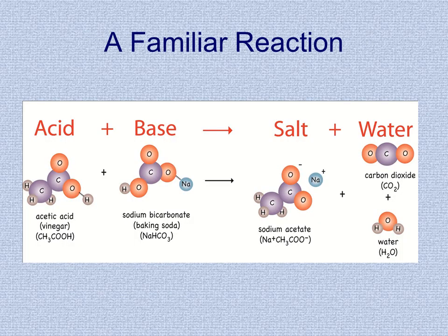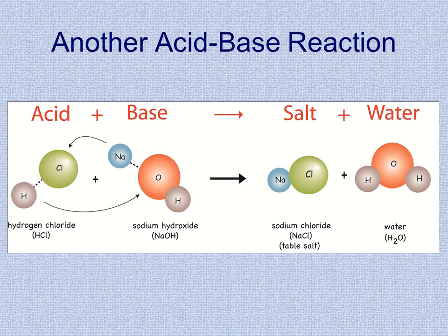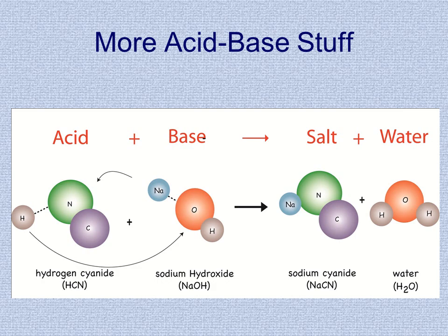Here's a typical acid-base reaction. Acetic acid, or vinegar, and sodium bicarbonate, or baking soda, will react to form a salt, sodium acetate, and water and carbon dioxide. So this is an acid-base reaction. The acetic acid is the acid, sodium bicarbonate is the base. Another one is hydrogen chloride and sodium hydroxide. HCl and NaOH form NaCl. In this case, it does form table salt, and water. More: hydrogen cyanide and sodium hydroxide form sodium cyanide and water. Not a good one to be working with.